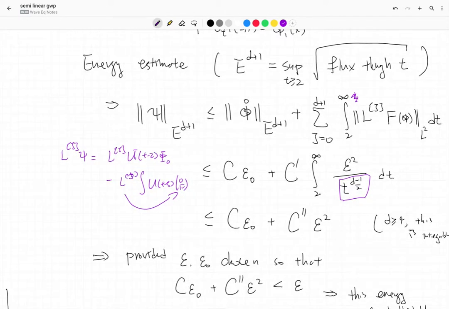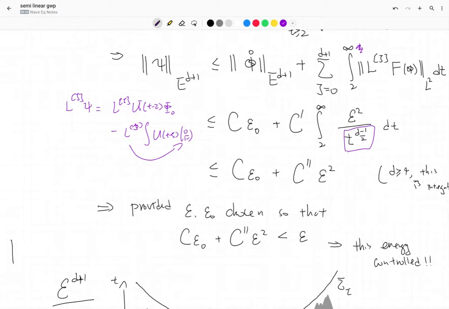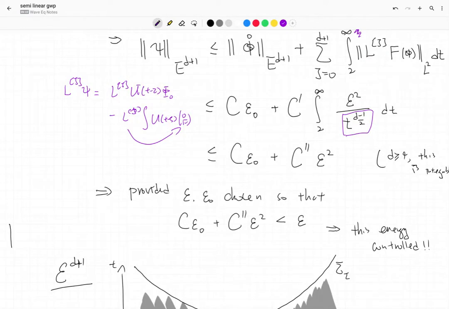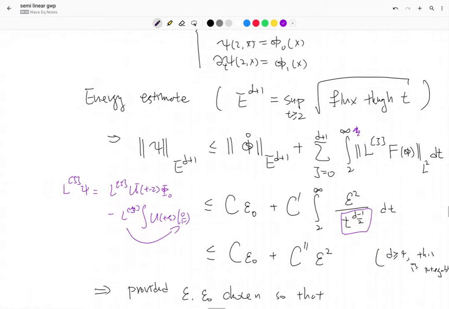So this tells us, and then once we integrate from 2 to infinity of this t to the d minus 1 over 2, we get another constant, so we can absorb it into here and call it c double prime, right? So c double prime is c prime multiplied by the integral from 2 to infinity of this t to the d minus 1 over 2 in the denominator. So this means that c and c double prime are independent of the thing they're trying to plug into the contraction mapping argument.